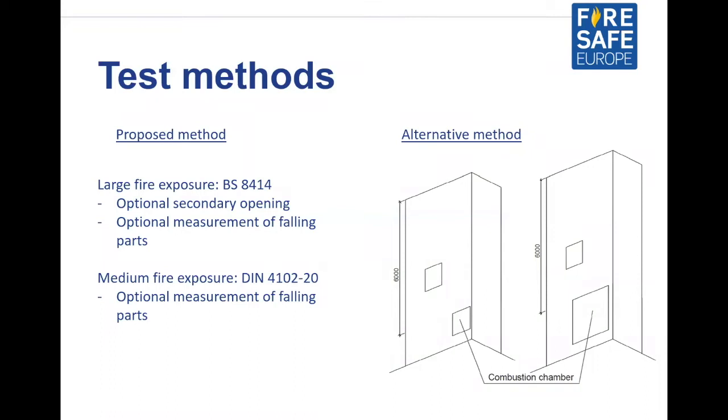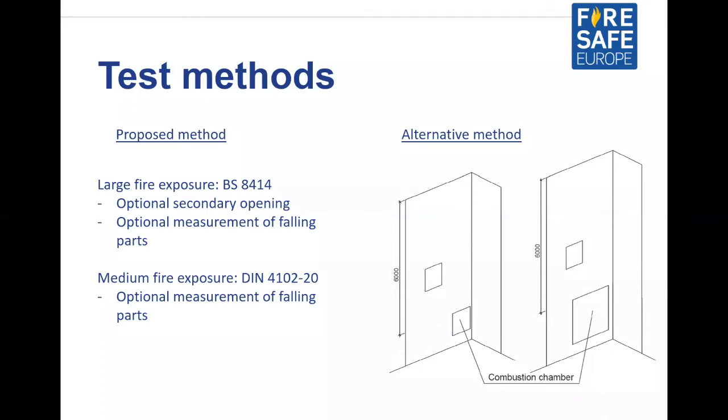In the alternative method, if you look on the right side of the picture, we can see that it is the same test rig that is used. The only difference is the size of the combustion chamber. So this is easily adjusted depending on what kind of test you want to do. If you want to do the large fire exposure or the medium fire exposure, you can do them both in the same test rig. It is just how you build up the combustion chamber. So you have both alternatives in the same test method.